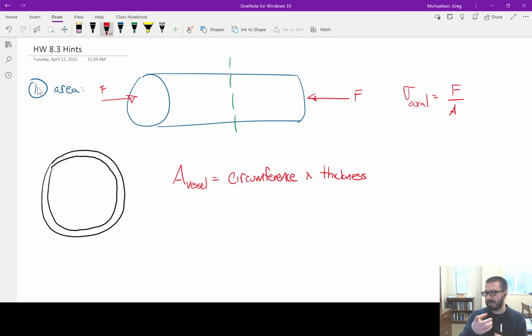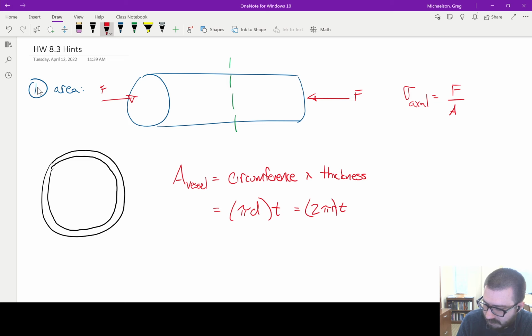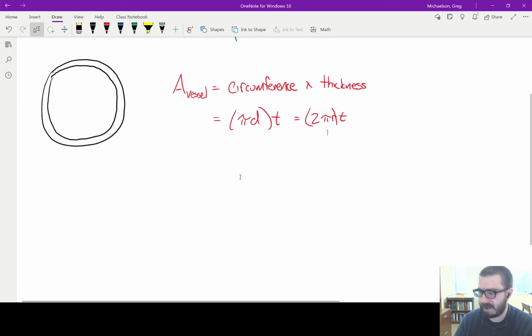Imagine taking this vessel, cutting it, and then laying it out as if it was a sheet. It's just the area of that sheet. So you can compute this as just pi times the diameter times the thickness, or I should say 2 pi r t, whichever way you want to do it. But the point is, you can calculate the area very easily, and you do need that for this problem. And I just wanted to mention that that's a really easy shortcut for computing the area.